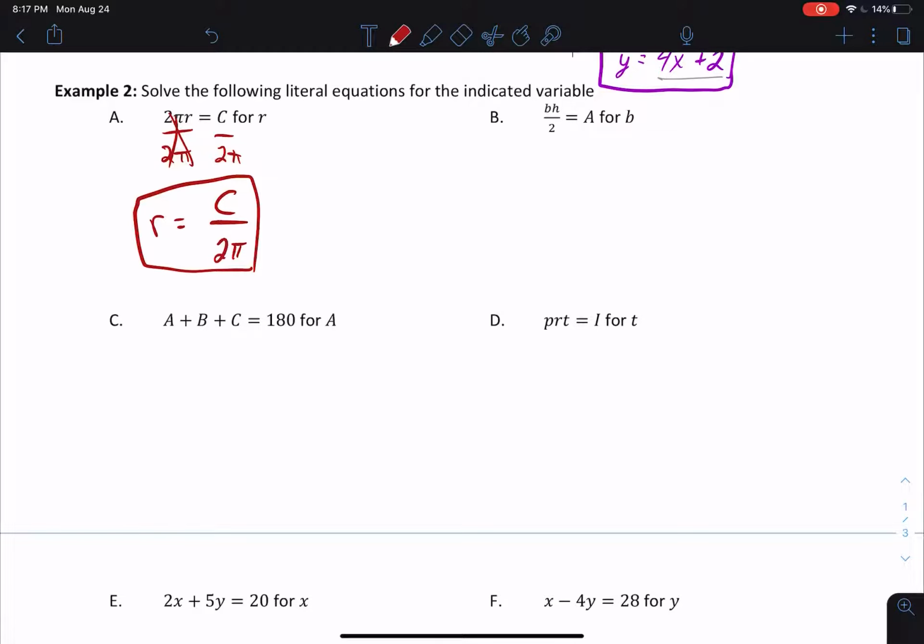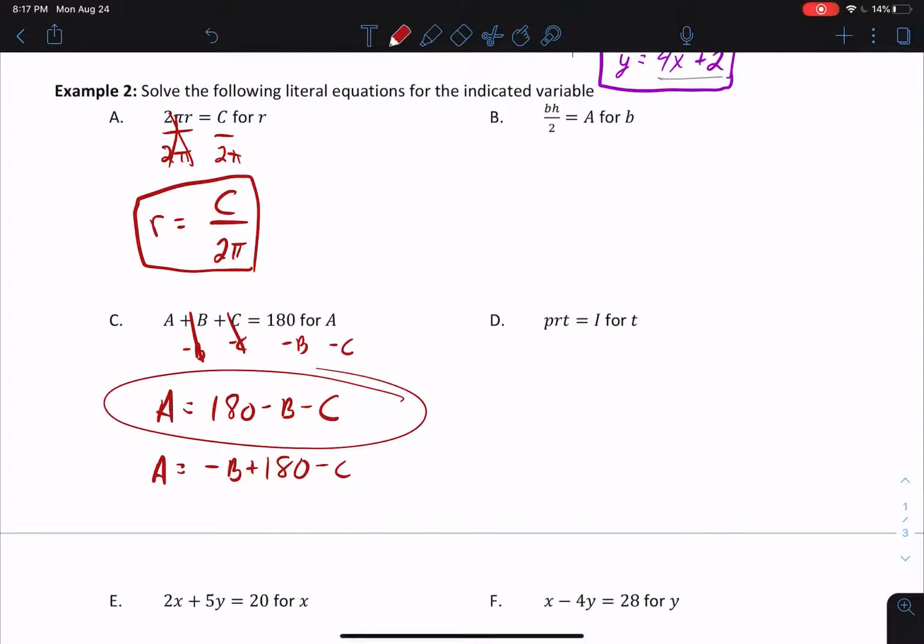Well, it's adding to the A, so I need to subtract B from both sides, and I need to subtract C from both sides. And so I'll get A equals 180 minus B minus C. Or I could get A equals negative B plus 180 minus C. You could rearrange this numerous ways, but something like 180 minus B minus C works. That's how you solve for A. As long as the 180 is positive and the B and the C are both negative, because you subtracted those over, that should work.